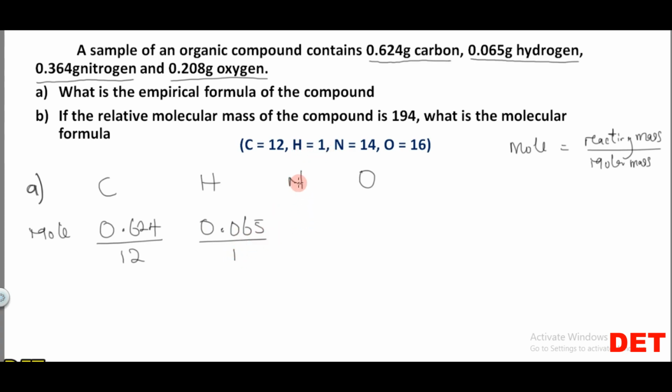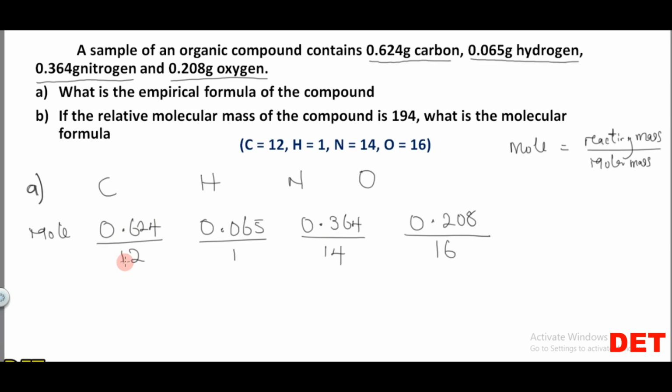All right, then let's calculate the mole for nitrogen. So again, mole is equal to reacting mass over molar mass. So the reacting mass of nitrogen in this compound is 0.364. All right, 0.364 over the relative atomic mass of nitrogen, which is 14. Then that of oxygen. The reacting mass of oxygen in this compound is 0.208. So that's 0.208 divided by the relative atomic mass of oxygen, which is 16.